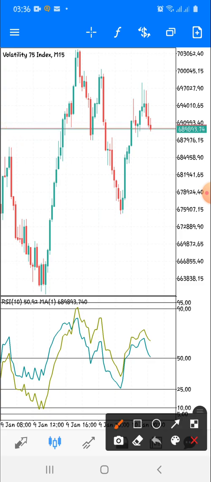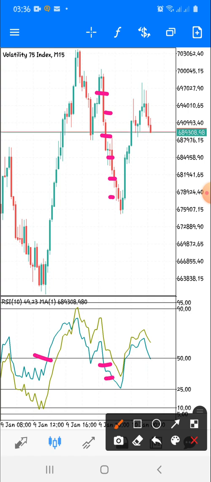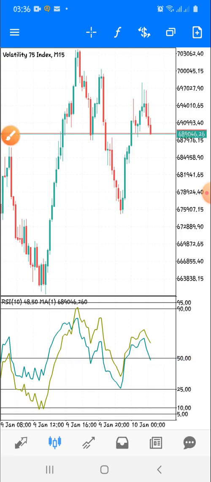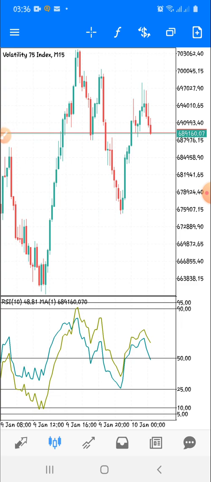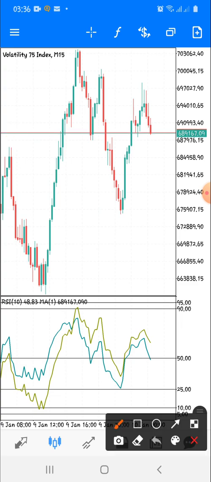For instance, in this case here, you see the market has been bearish, bearish, bearish, because the momentum has been below the 50, below this line, the 50% level. So in that way, the RSI settings help us to see the trend.